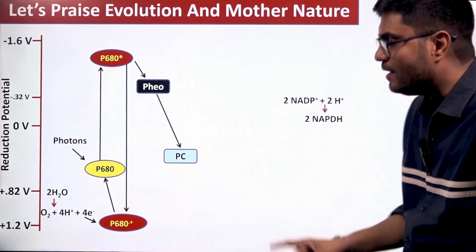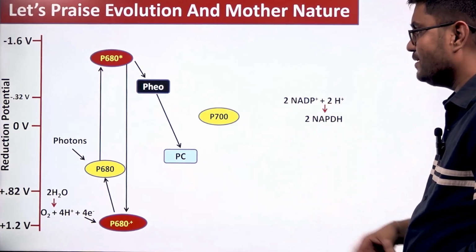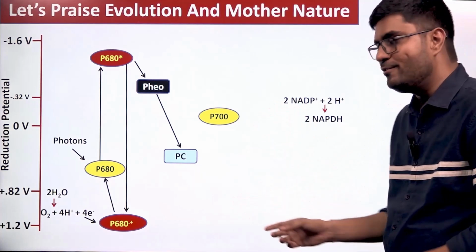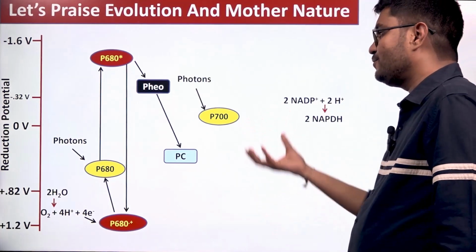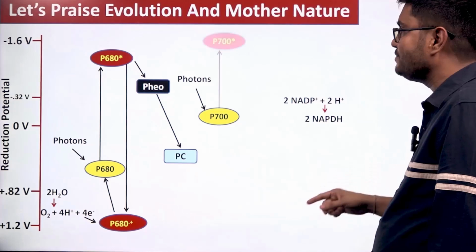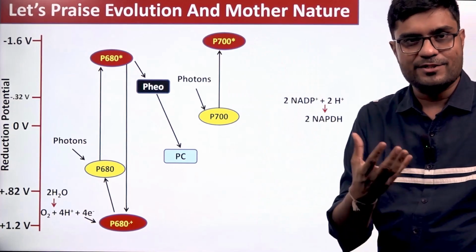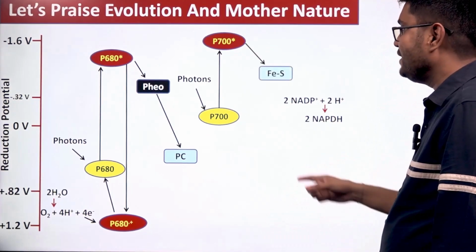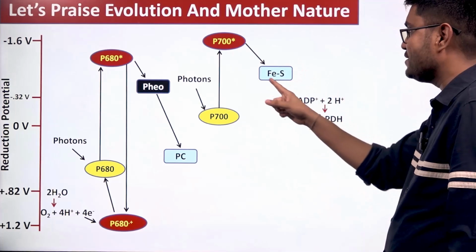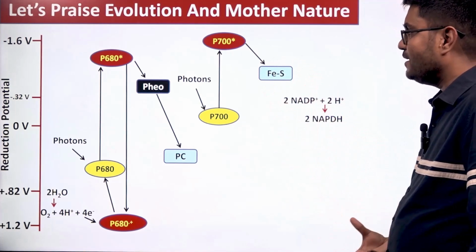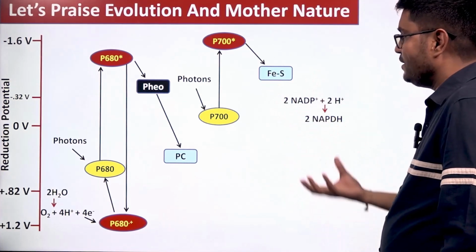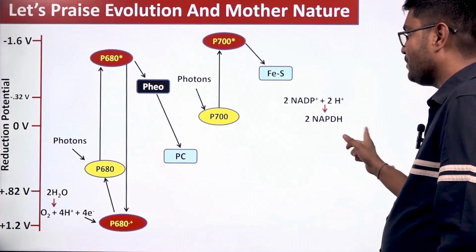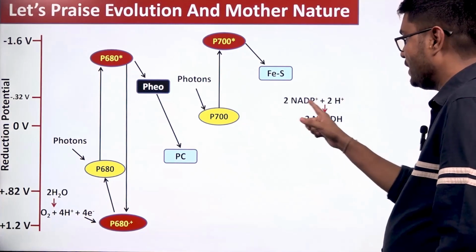So we'll bring another reaction center, P700. What will it do? Accept the photon. After that, excitation, P700 star. After that, the electron can be given to the iron sulfur complex, a high reduction potential species, and from the iron sulfur complex it will reach NADP plus.